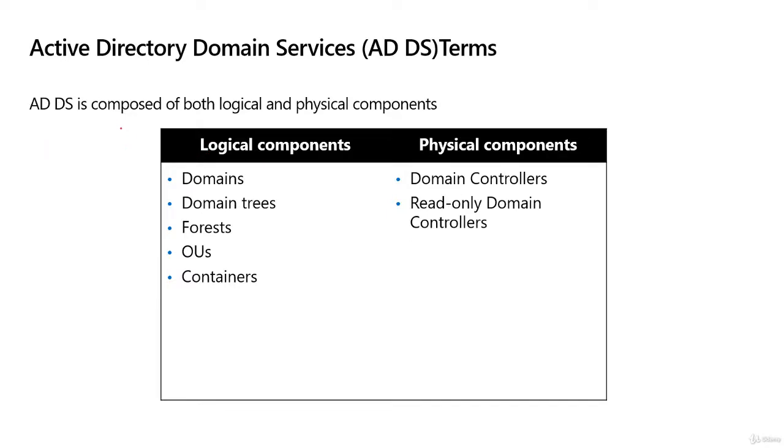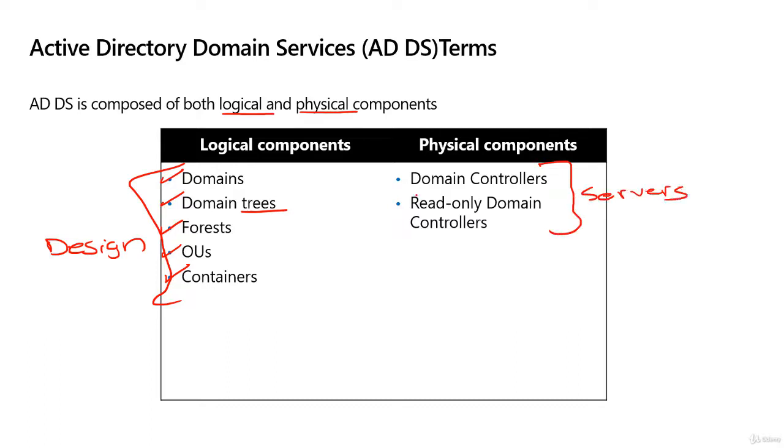Some things we want to be aware of. Just terminology, really. Active Directory is logical, and there's also a physical component to Active Directory. The physical component will be the servers. Logical components will be how it's actually designed. So the terms we care about: domains, domain trees, that's often just called trees, forest, OUs, and containers. So this is all going to be logical design components. On the physical side, we have these servers, domain controllers, and read-only domain controllers.